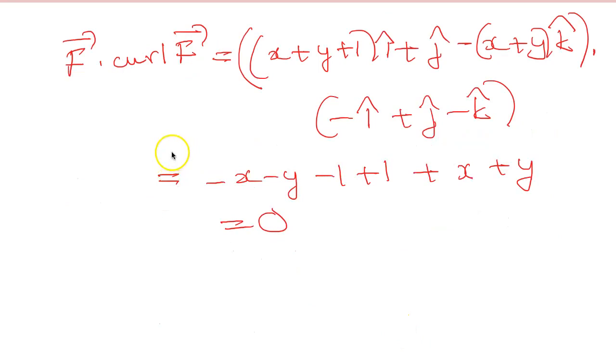So this is your f dot curl f. Take the dot product: (x + y + 1) times −1, that is −x − y − 1, plus 1, minus (x + y) times −1, which is +x + y, which is 0.